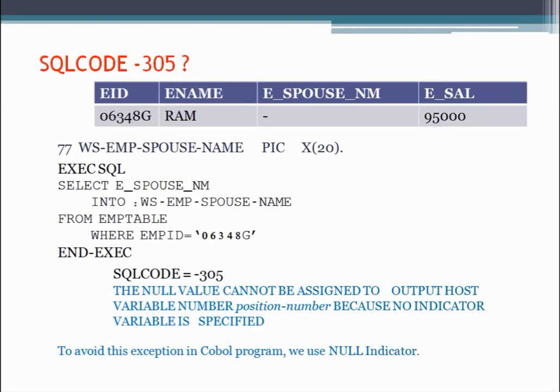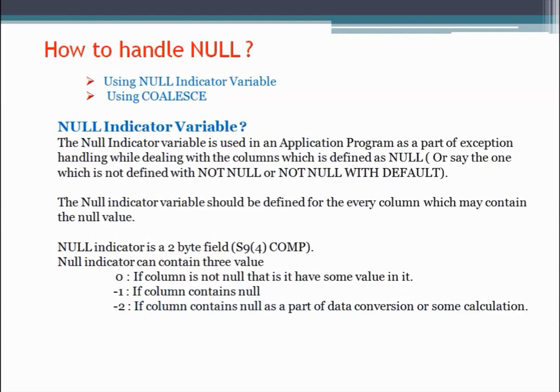To avoid this exception in a COBOL program, we use a null indicator. Null means an unknown value in RDBMS. So equating a null value to some other variable or receiving it in a defined data type is an invalid operation, or it may cause an exception in your program. We can handle null in two ways, either using a null indicator variable or using the COALESCE function in SQL.